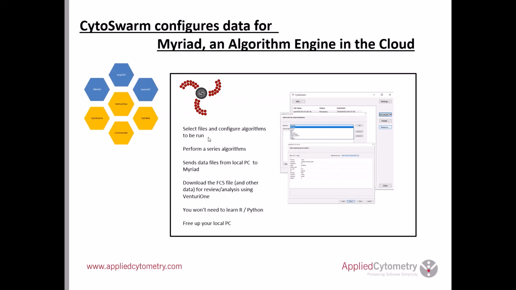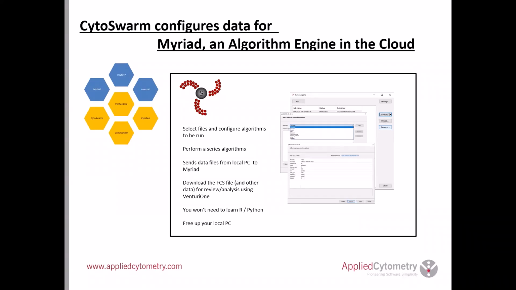So CytoSwarm allows you to select files and configure the algorithms that you want to run. You can perform a series of algorithms, so you don't have to do just one algorithm at a time. You can sequentially process data through multiple algorithms. We send data from the local PC up into the cloud. Up in the cloud, it's processed. We can then download the data file and then analyze that output file in VenturiOne.